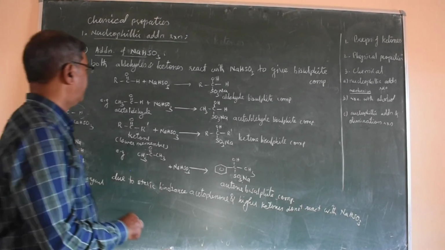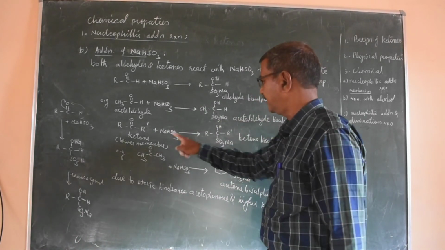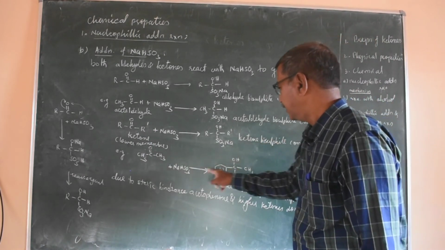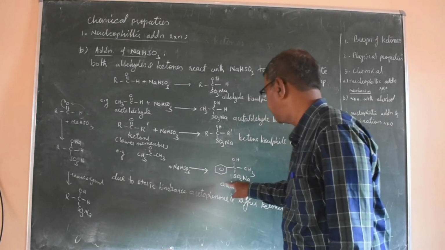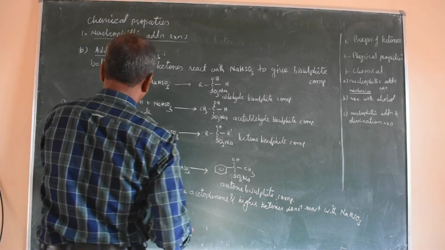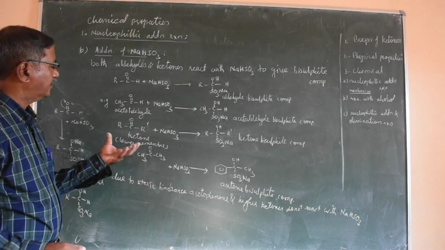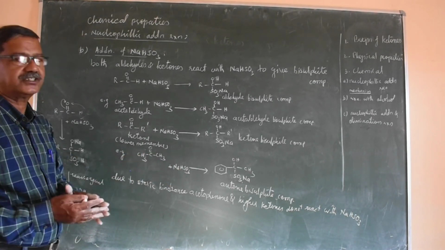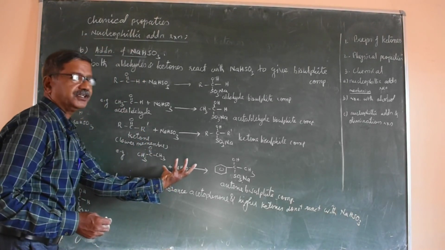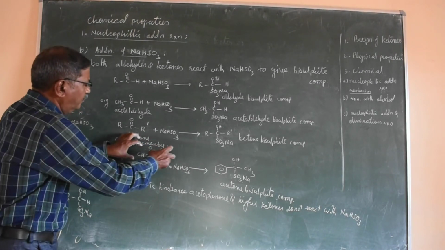Whether it is an aldehyde or ketone: the aldehyde gives the aldehyde bisulfite compound, such as the acetaldehyde bisulfite compound; a ketone gives the ketone bisulfite compound; and acetone gives the acetone bisulfite compound. Higher members of ketones, for example acetophenone or other higher ketones, do not undergo addition with sodium bisulfite. This is because sodium bisulfite is a bulky, large group, so it cannot attack easily on this carbon when bulky groups are present.